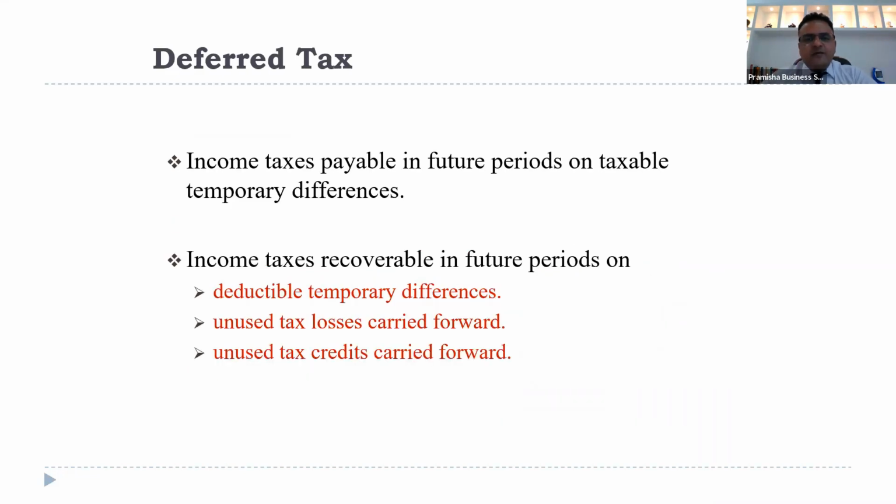Deferred tax is the income tax payable in future periods on taxable temporary differences. Taxable temporary differences give rise to DTL. Deductible temporary differences give rise to DTA. So income tax is recoverable in future if you are able to recover the taxes you have paid today, against future income. Deductible temporary differences give rise to DTA, in the form of unused tax losses carried forward and in the form of tax credits which you have received. If you are able to claim not to pay tax in future, they result in DTA.